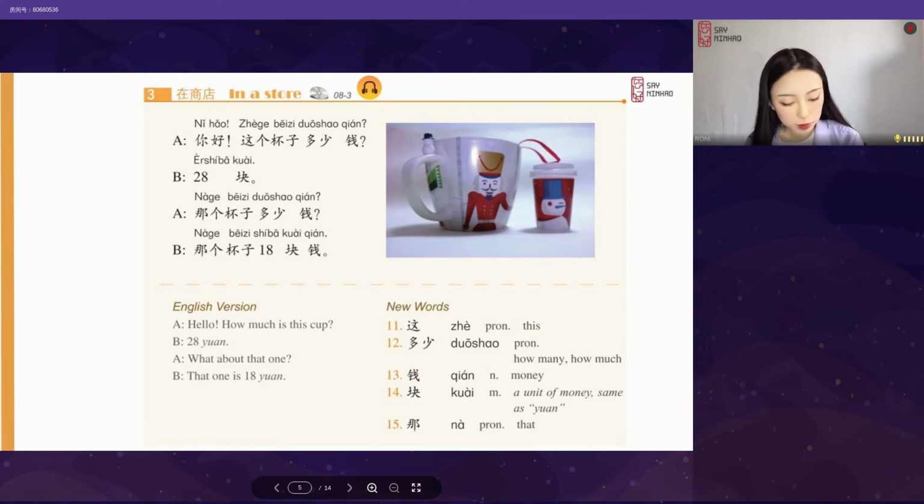Okay, now read after me each word twice. 3, 2, 1. 这 多少 钱 块 那. Okay, now let's move on to our text.